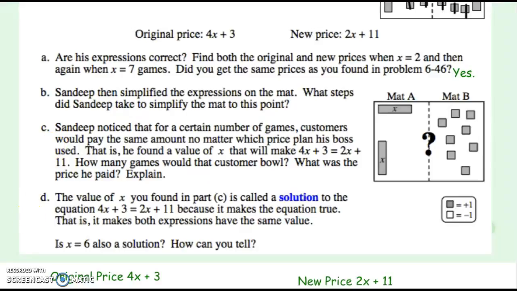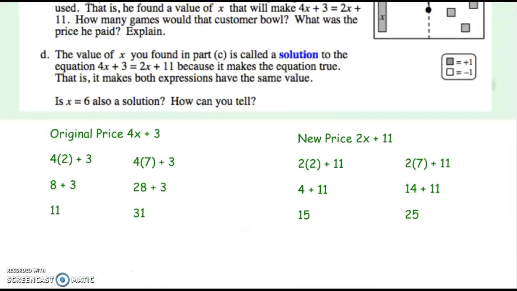C says Sandeep noticed that for a certain number of games, customers would pay the same amount no matter which price plan his boss used. That is, he found a value of X that would make 4X plus 3 equal to 2X plus 11. How many games would that customer bowl? What was the price he paid? So you need to find out where X would equal both sides. For this problem, you're going to need to solve for X because you need to find out what X is when both expressions equal each other.